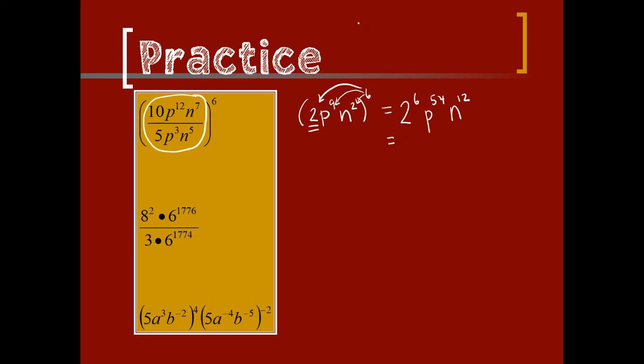And then 2 to the power of 6, let's think about that. You might know it, right? 2 times 2 is 4, 8, 16, 32, 64. Right? 2 to the 6 is 64. P to the 54th and n to the 12th. If you're able to make things simpler first, smaller first, do that.